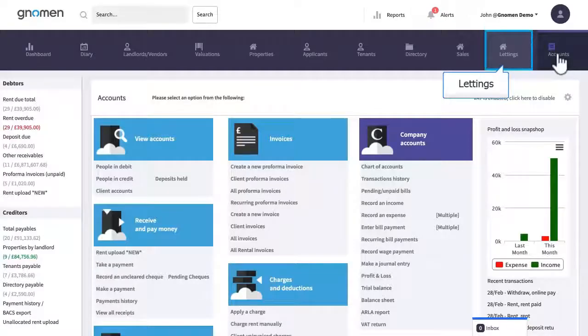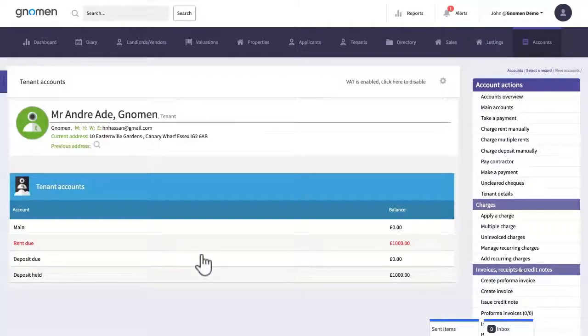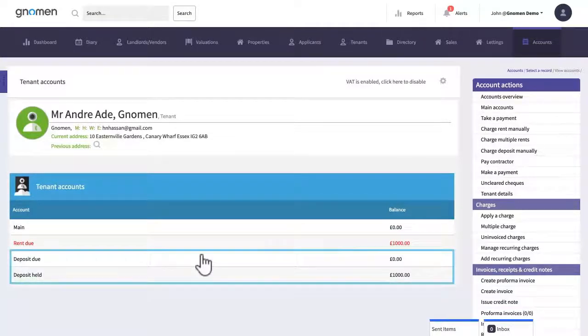Right, let's take a quick look at the tenants, landlords and directory records accounts. So if we go to lettings, and then we'll click to see the tenants accounts. The tenant has three types of accounts. That's the main account, rent due, and the deposit account.